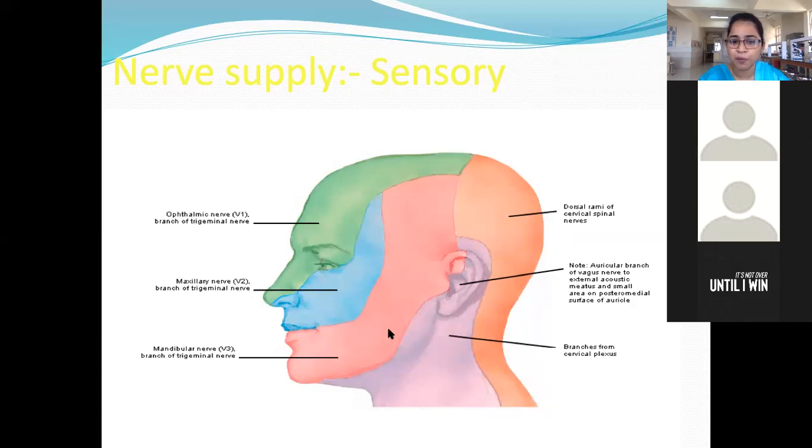Then comes the mandibular division of the trigeminal nerve. Mandibular also has got three branches. What are the three branches? Are all of you with me? Okay. So at this region, we have got auriculotemporal nerve. Okay. It supplies to the auricular region and the temporal region.